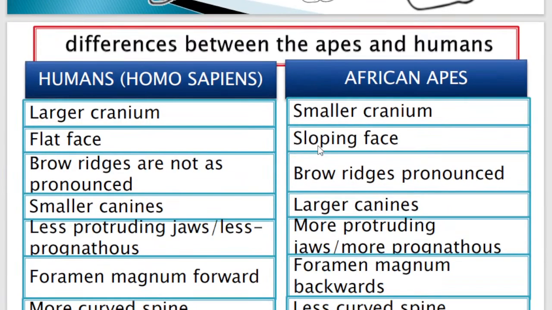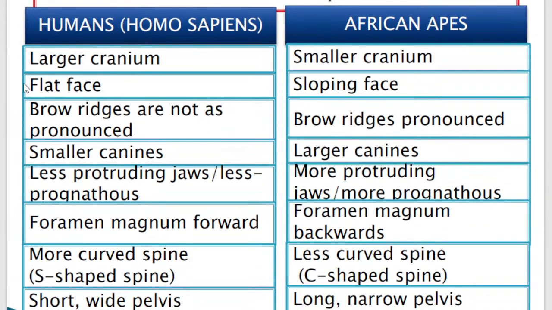All right, here if you look at humans, they have a large cranium. I've talked about it, that these ones have a large cranium, while these ones have a small cranium. This one has a flat face, this one has a sloping face. I've explained this. Brow ridge is pronounced. I showed you here that it is not that big in the case of humans. And then the other ones, the brow ridges are pronounced. You can see them. And then I was saying less canine, the canines are smaller, while in the other ones, the canines are bigger.